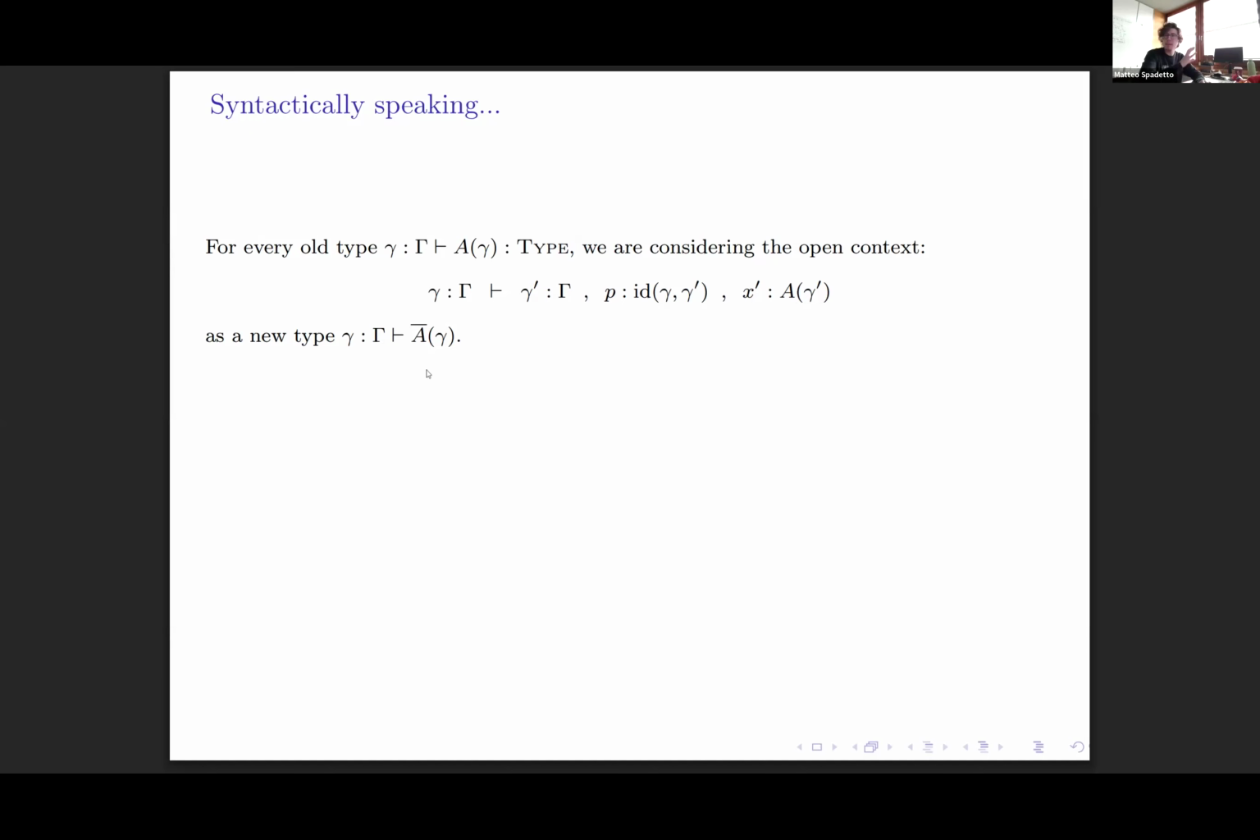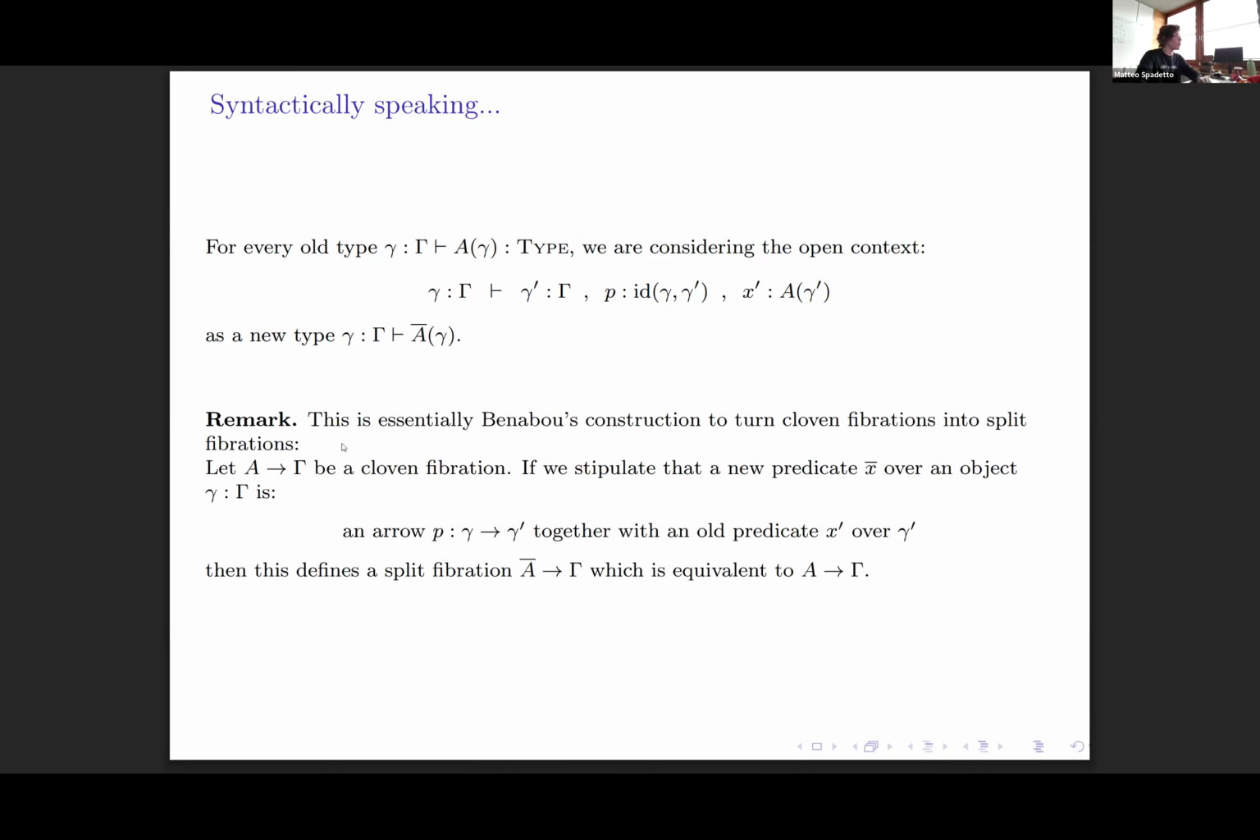This may seem a bit exotic, but actually I want to remark that this is just Benabou's construction to turn cloven fibrations into split fibrations. We all know about this. If you have a cloven fibration, we know that to build a split fibration, we just need to do the following thing. We stipulate that a new object, a new predicate over gamma, is an arrow from gamma to some gamma prime, together with a predicate over gamma prime according to the fibration that you started from.